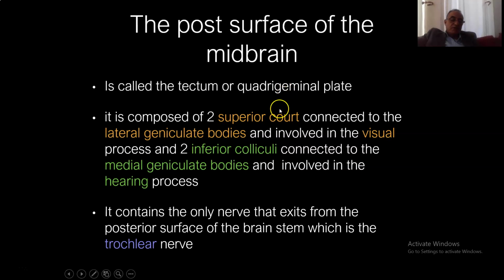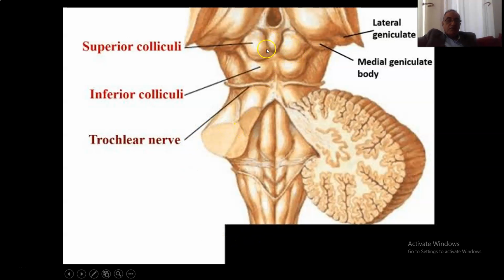The posterior surface of the midbrain is called the tectum of the midbrain or the quadrigeminal plate. It is composed of two superior colliculi connected to the lateral geniculate bodies and involved in the visual process, as we'll see in another video, and two inferior colliculi connected to the medial geniculate bodies and involved in the hearing process. It contains, as we said, the only nerve that exits from the posterior surface of the brainstem, which is the trochlear nerve. So here we have the tectum of the midbrain, superior colliculus, inferior colliculus.